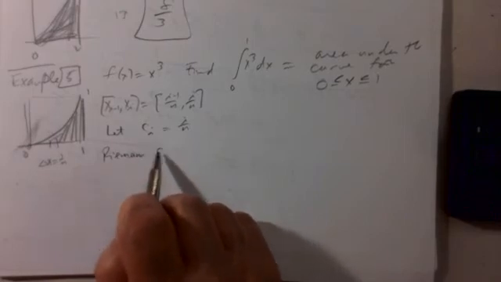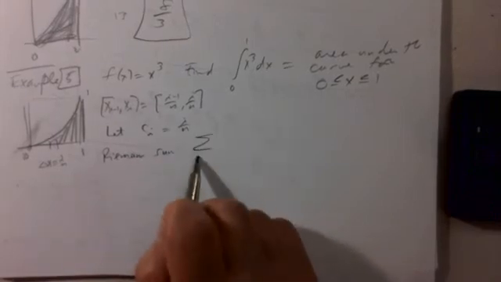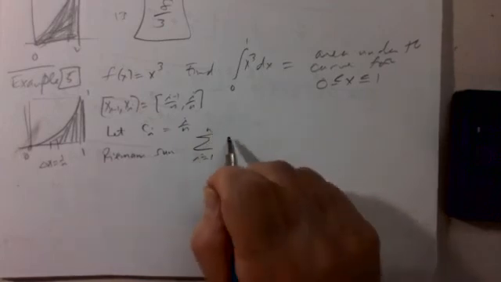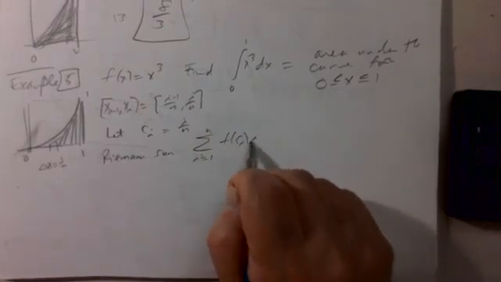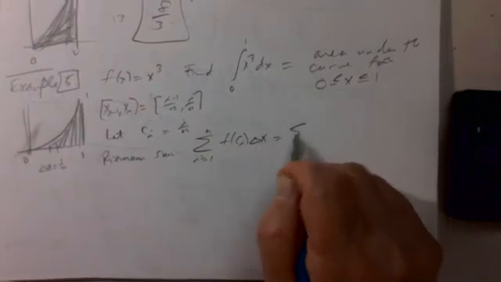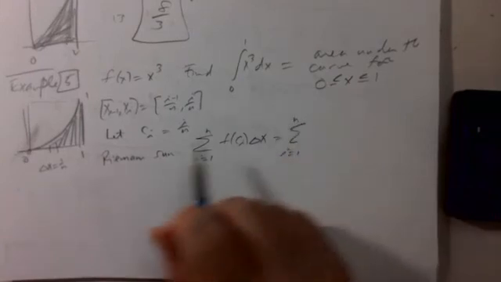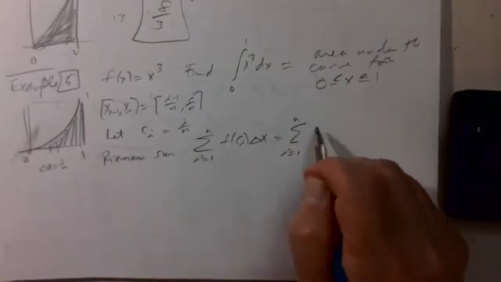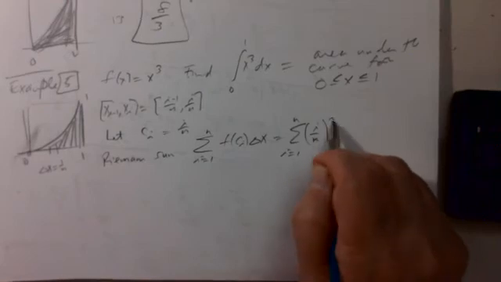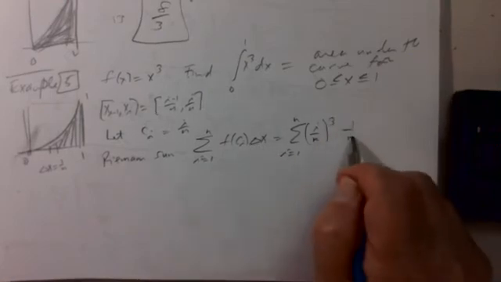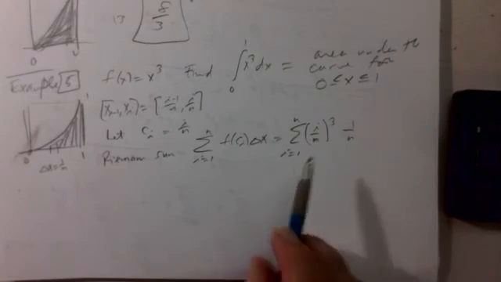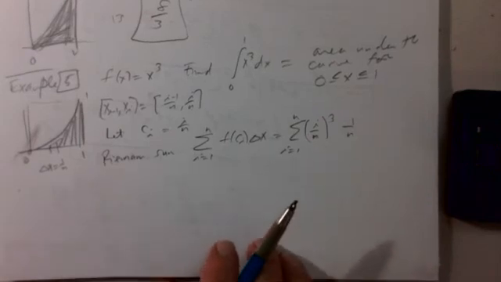then the Riemann sum, which is summation i goes from 1 up to n, f of c sub i delta x, that's summation i goes from 1 to n, c sub i cubed, that's i over n cubed, times delta x, which is 1 over n. That's the Riemann sum.